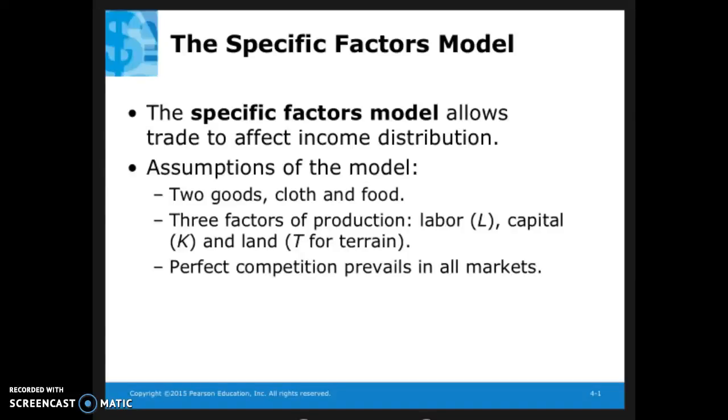Okay, class, today we're going to be talking about the specific factors model. This model allows trade to affect income distributions. So there's a couple assumptions within this model. First is that there's two goods, cloth and food. Then there's three factors of production: labor, capital, and land. And then we also assume that perfect competition prevails in all markets.